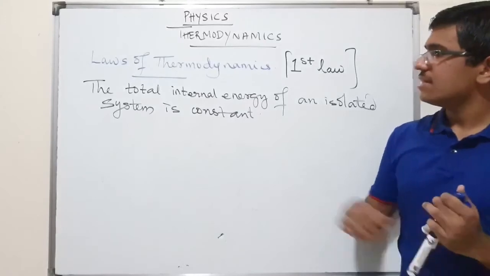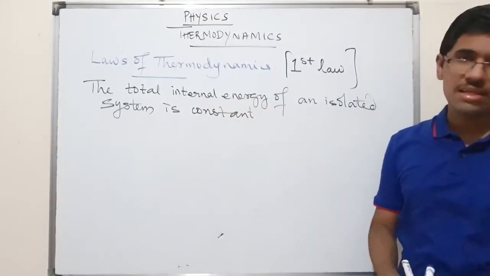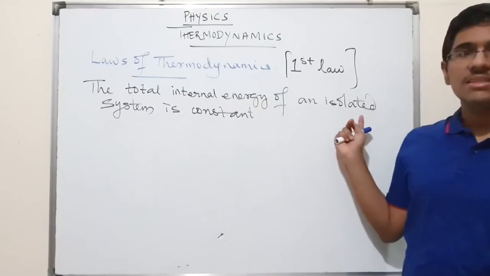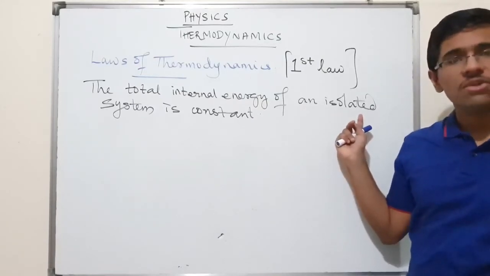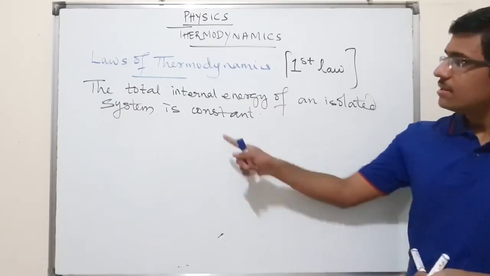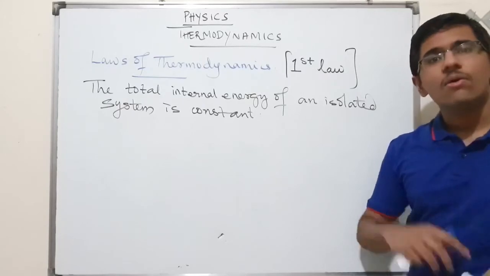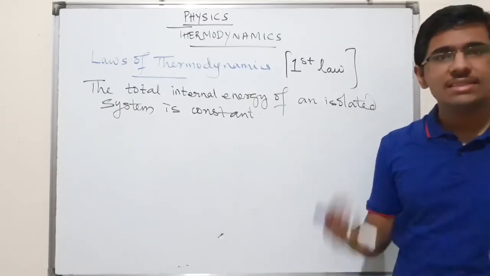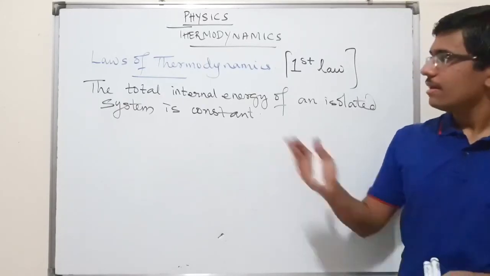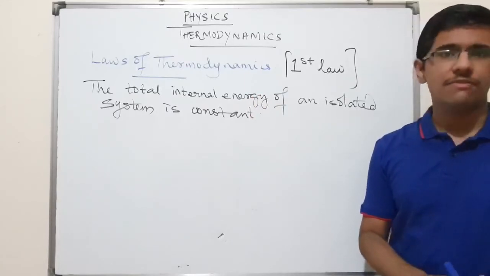How can we define it? Total internal energy. Internal energy means the total amount of energy present in it. Of an isolated system. Isolated system means what? There is no change in heat. There is no change in matter. Then the energy will be constant. If there is no change of heat or matter, or nothing is changing, then energy will not change. So energy will remain constant. That's the simple meaning of it.